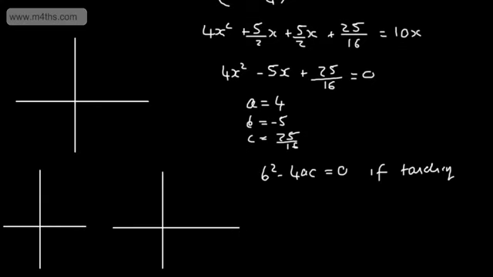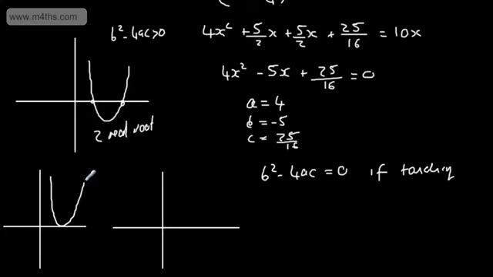What we had with the discriminant: when b squared minus 4ac was greater than 0, we had 2 real distinct roots. If b squared minus 4ac was equal to 0, we had a repeated root. And this is what we're looking at here.